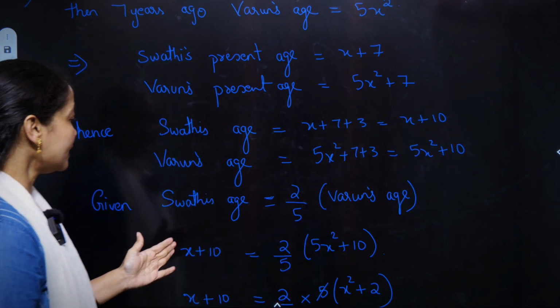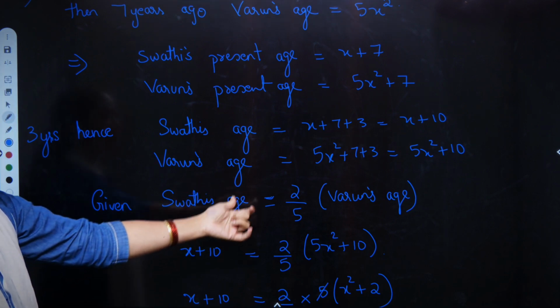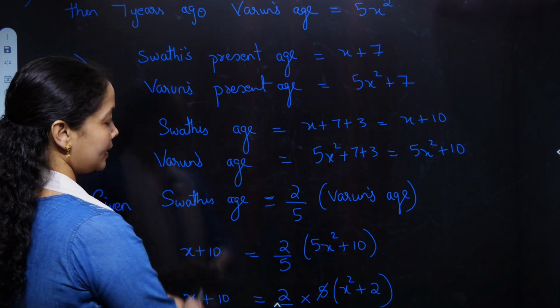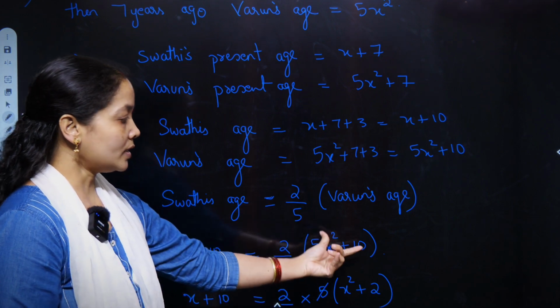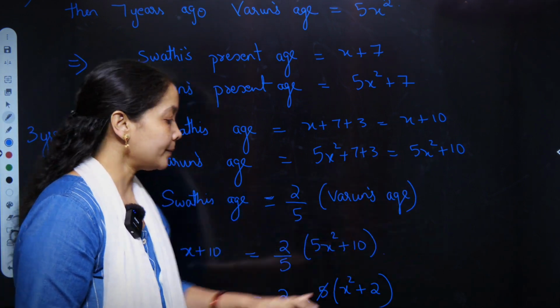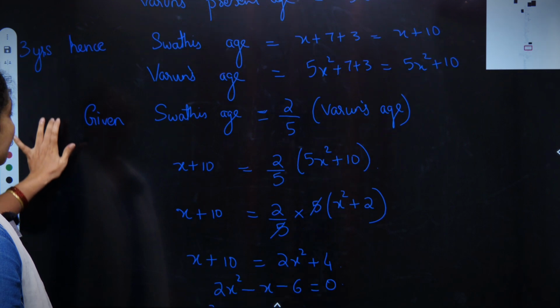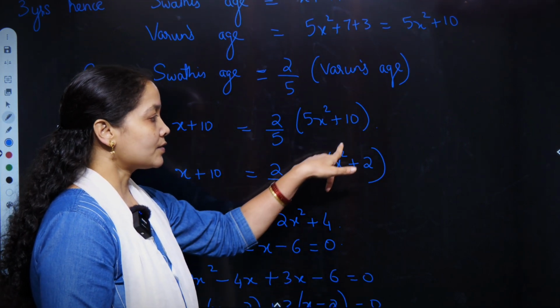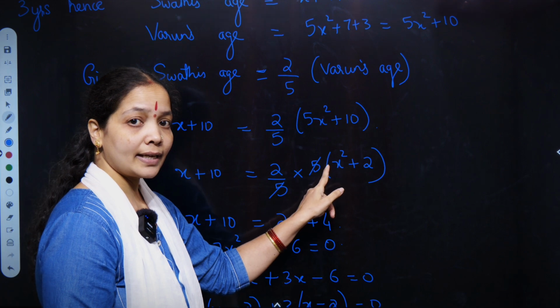They are specifying that Swati's age will become 2/5 of Varun's age. What was Swati's age? x plus 10. 2 by 5. What is Varun's age? 5x square plus 10. When I am substituting everything, x plus 10 is equal to 2 by 5 times 5x square plus 10, 5 common, x square plus 2, and 5 and 5 are getting cancelled here.